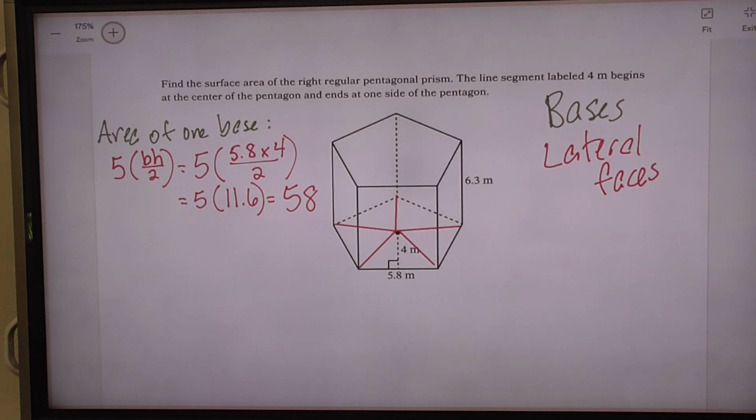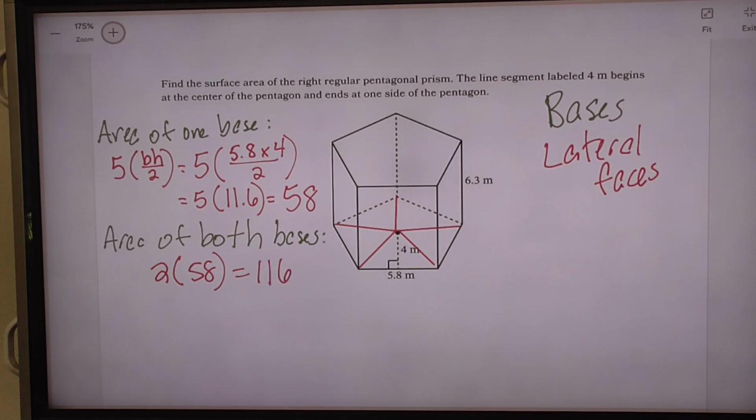But how many bases do we have again? 2. So that means I have to find the area of both bases, because we got the top and the bottom. Do I have to do some type of formula to find the area of both bases? No, we done found one. So if I got 2 of them, I'm just going to do 2 times 58, which is 116. And that's one of the numbers we're going to need to find the surface area.